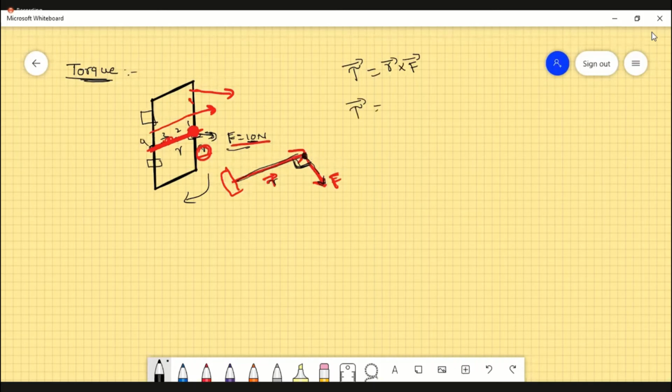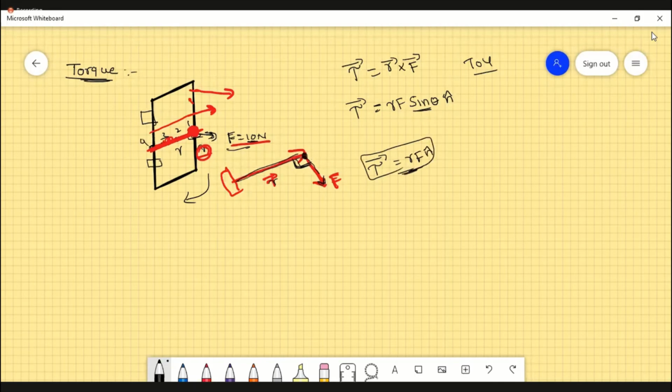So the symbol for torque is tau. Tau equals R cross F, which, as we just discussed, is RF sin theta times n cap. And just before we told, when theta is 90, the torque tau is maximum, RF. So when theta is 90, this is the maximum torque that will apply.